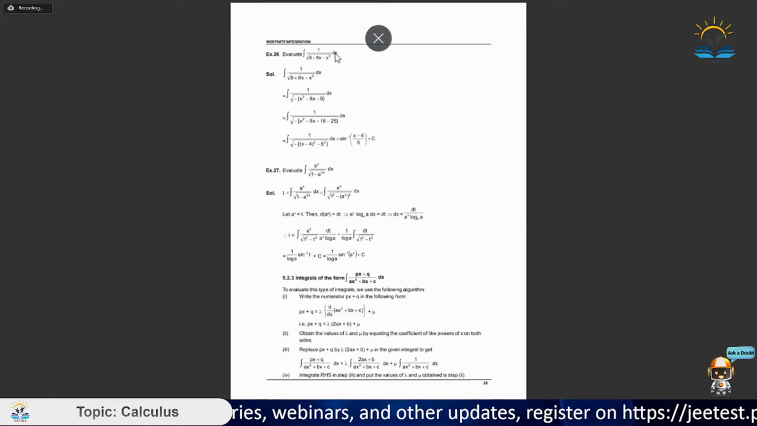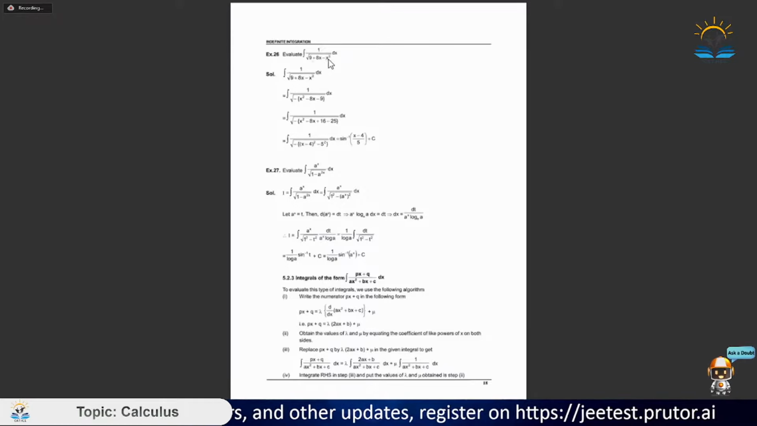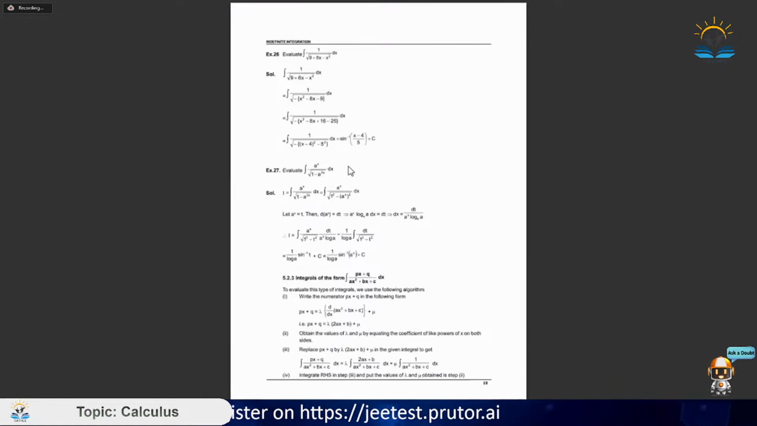Okay. Now we have this 1 by root quadratic. So here the coefficient of x square is negative, as I said. So we will be converting it in the form of 1 by root of a square minus x square. So we have converted it like this. So this was all about the 1 by quadratic form. Now we have this linear upon quadratic.